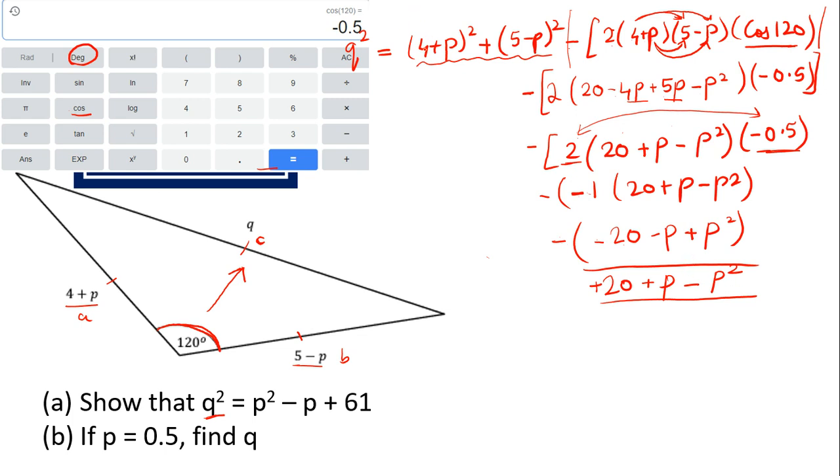Now if I want to solve 4 plus p squared plus 5 minus p squared, how do I solve this? 4 plus p squared basically means 4 plus p times 4 plus p. And to solve this again, you're going to follow the step that we did when we were doing 4 plus p times 5 minus p. So we had to basically get the four terms outside once we multiplied.